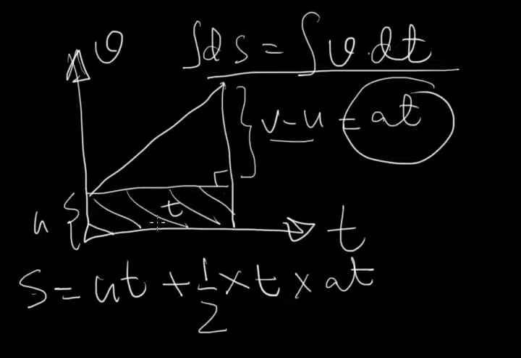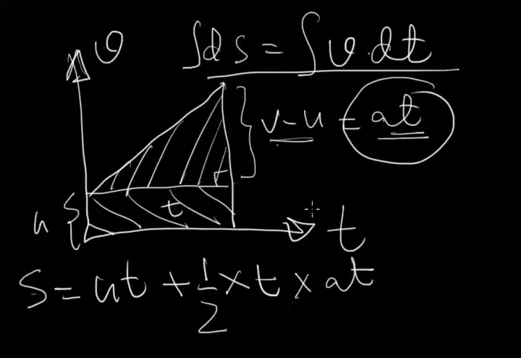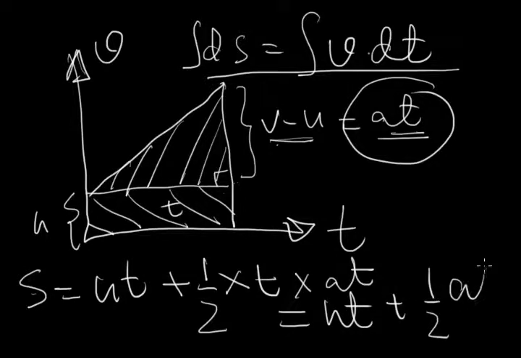Now here we calculate this area. We take the area of this rectangle, and then we take the area of this triangle. And for the area of the triangle, you can see half base means t, and the altitude is v minus u. In the previous page, we have proved that v minus u is nothing but a into t. So that makes it at. There you get the second equation, which is s equals ut plus half at squared.